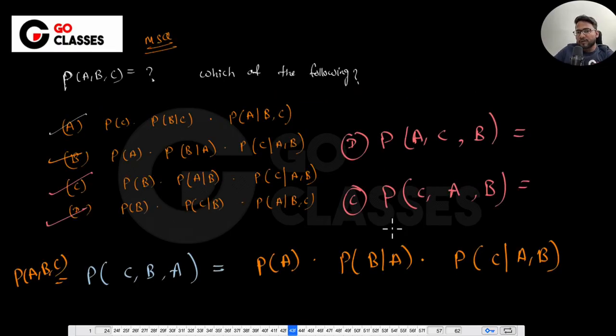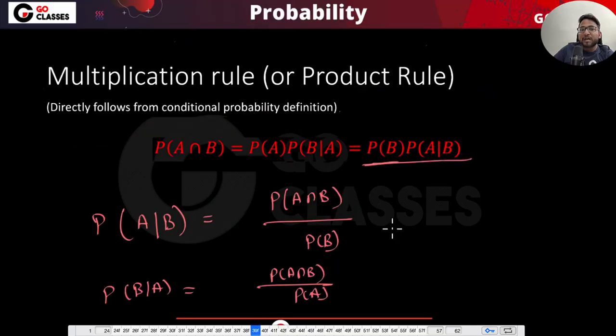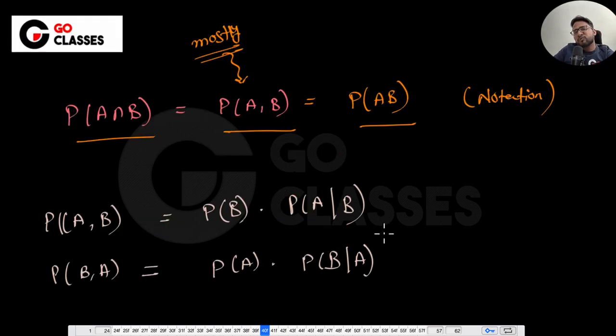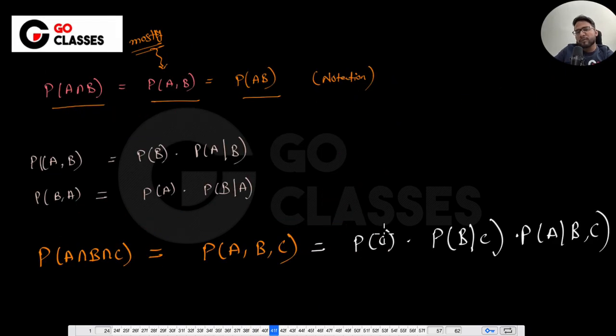What I wanted to convey in this particular concept is that if you have any multiplication rule, or if you have two events at least, then you can rewrite it like this. For the two events I think this is fine. Even for the three events I think it should be fine, or maybe for the four events, but we won't be requiring it for GATE.